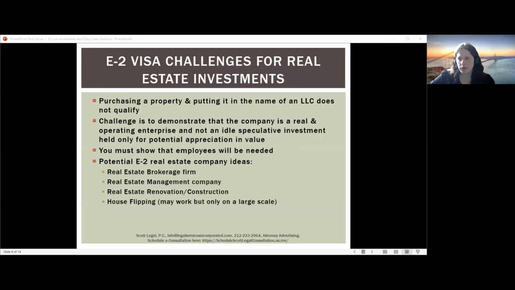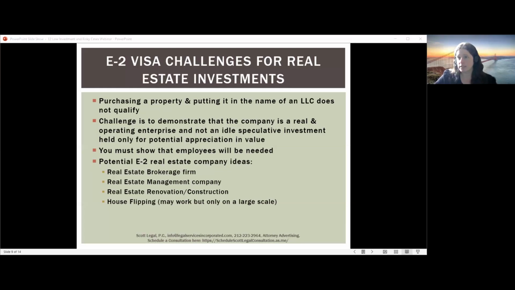Another area where there can be a lot of challenges for E2s are real estate companies. The concern here is that many people are under the impression that perhaps you can just purchase a residence in the name of an LLC, and that can be the E2 investment. That does not work. Many consulates are aware of this. They have in their FAQs, particularly on the E2, that you cannot just purchase a home. The reason is, it's not a real and operating business.